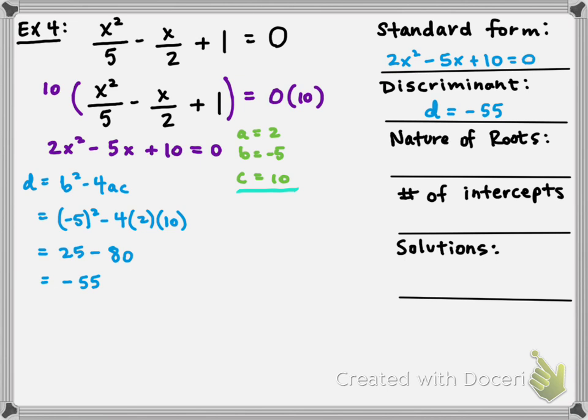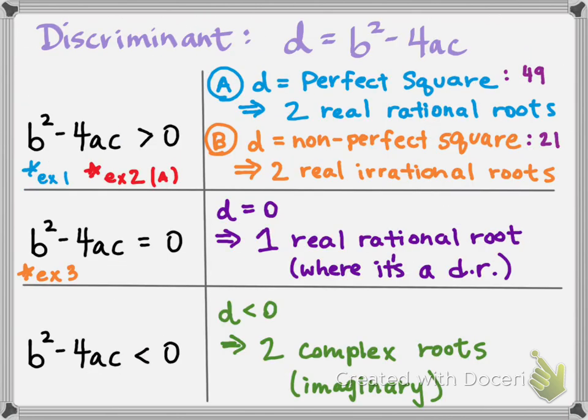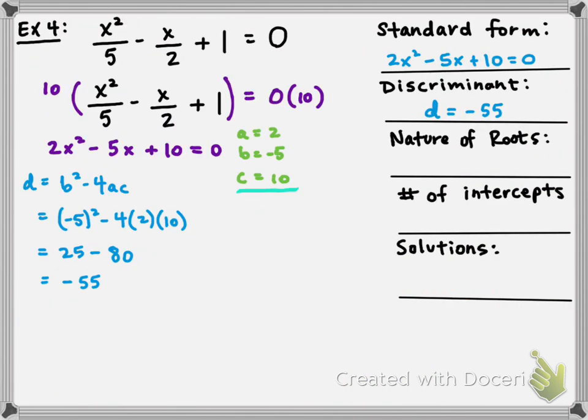Now, nature of roots is the next question, but I got to go back to my table. So discriminant equals negative 55. So negative 55 means we're less than 0. So this is going to be example 4 down at the bottom. So we're dealing with two complex roots. So let's write that. We're dealing with two complex roots.